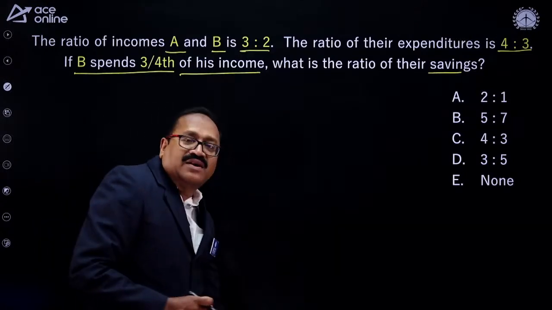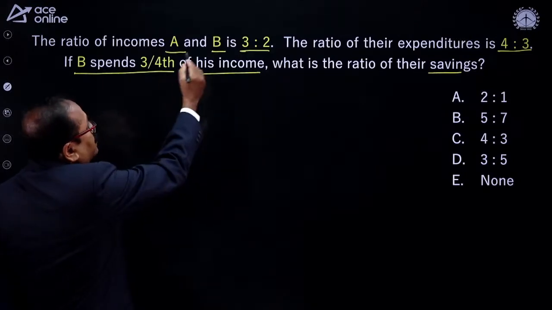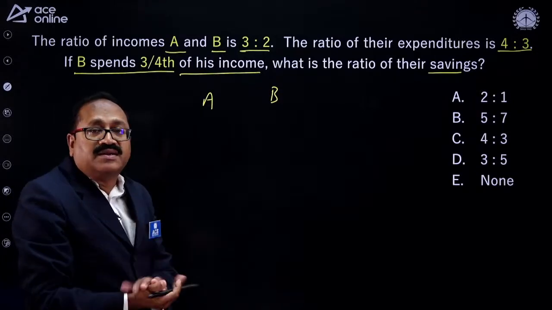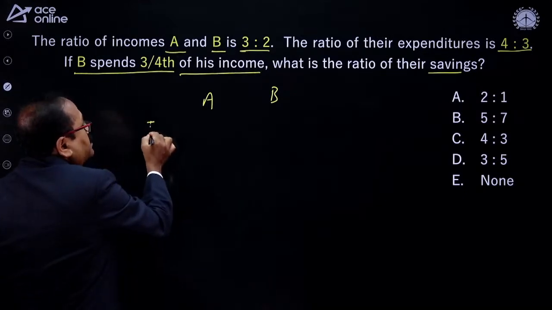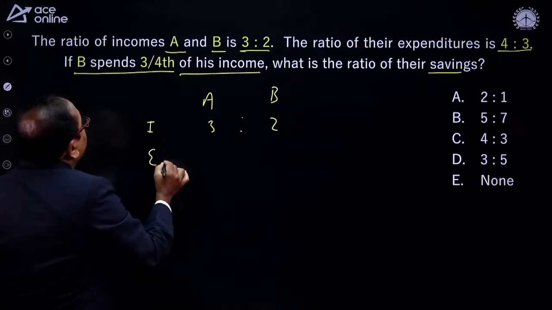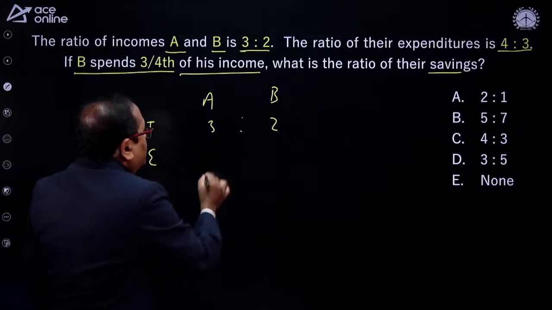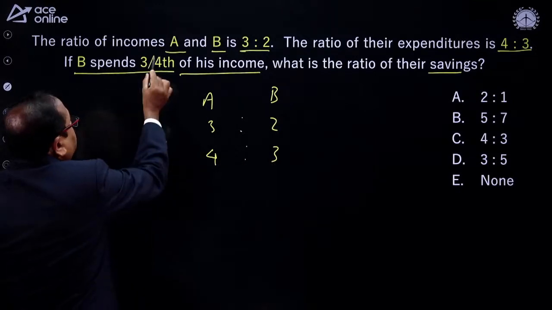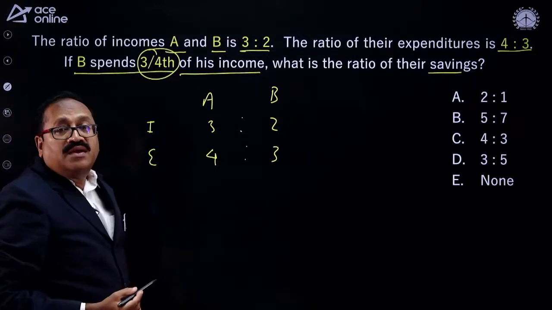So, coming to bank officer. How do I do this one? Look at this one. For the explanation point of view, I am writing it in a little elaborate way. A and B: their income ratio is 3:2, and their expenditure ratio is given to us as 4:3. And it is said that B spends 3/4 of his income.